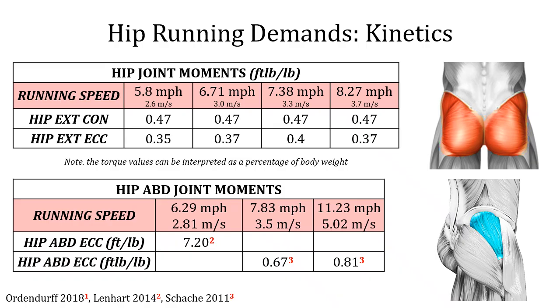Hip abduction joint moments. We can see the different running speeds here. You can see that they're different running speeds than what was previously shown in the tables above and at the knee. This is simply because it's a different study, because the study in question, Ordendorf 2018, did not look at the frontal plane hip moments. We can see here that the hip abduction eccentrically could be up to 7 times one's body weight, but depending on the study that you look at, I think more appropriate guidance metrics would be 67 to 80% of body weight, depending on the speed at which someone's running.